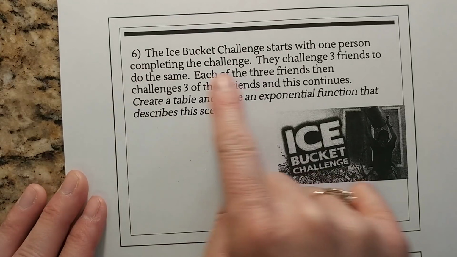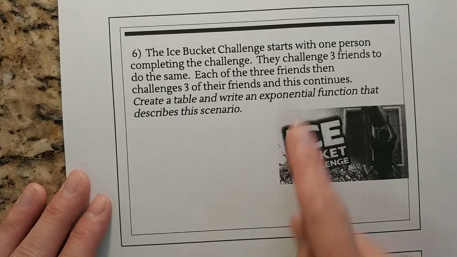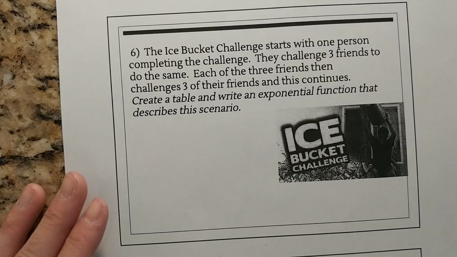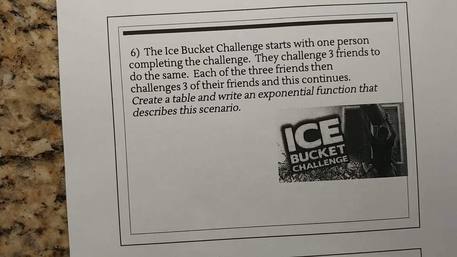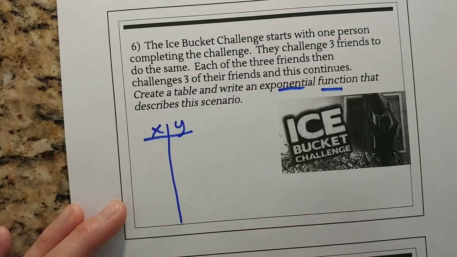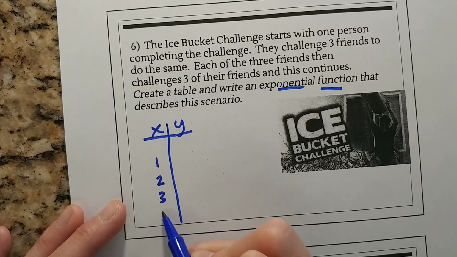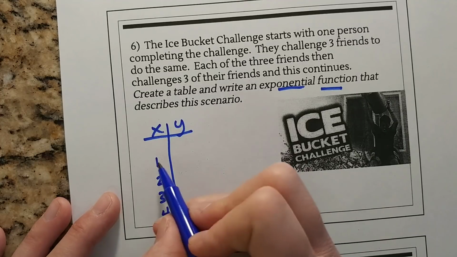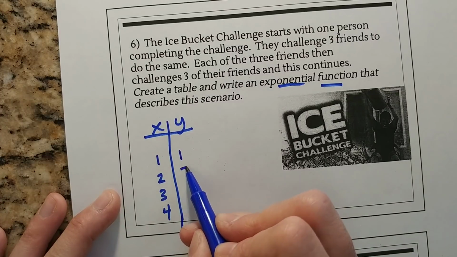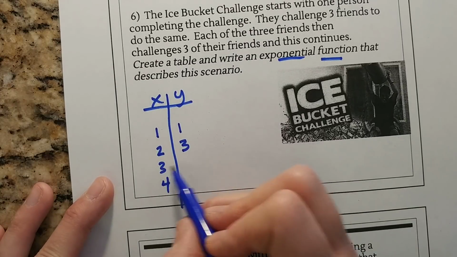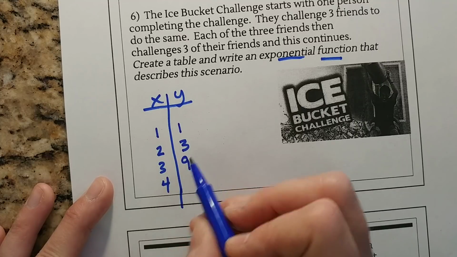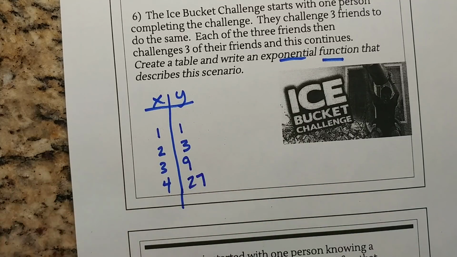Number 6, we have the ice bucket challenge. Starts with one person completing the challenge, and then they challenge 3 friends to do the same thing. So in order to write an exponential function for what's happening, I first need to start off with a table. On day 1, day 2, day 3, day 4, and so on, what's happening? On day 1, one person does the challenge. On day 2, remember that one person is challenging 3 friends, so 3 people do the challenge. On day 3, 9 people, because remember each of these 3 people are challenging 3 people. And then on day 4, 27, and it would continue just like that.